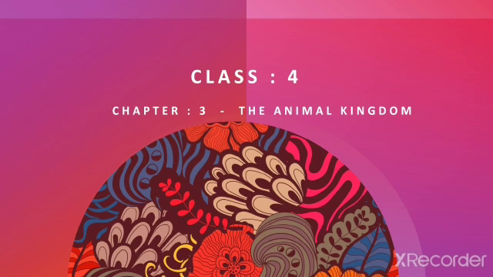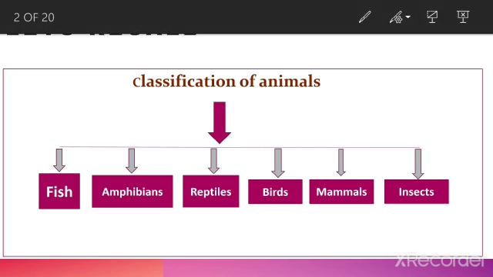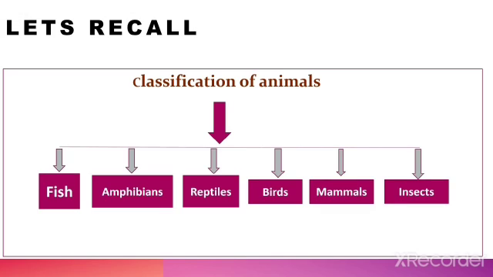Let us continue chapter 3, the animal kingdom. Students, do you remember what we had learnt in our previous class? Yes, we had learnt the classification of animals. Can you name them? Fish, amphibians, reptiles, birds, mammals, insects.